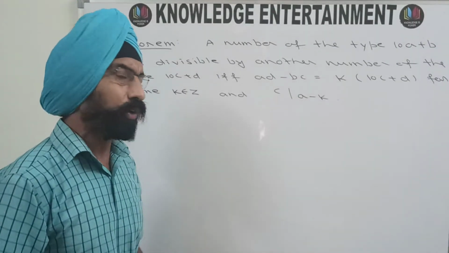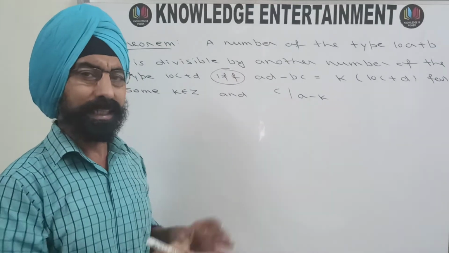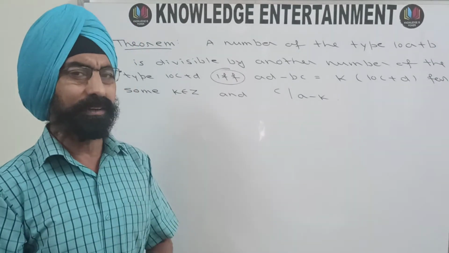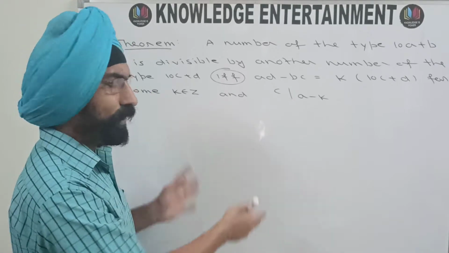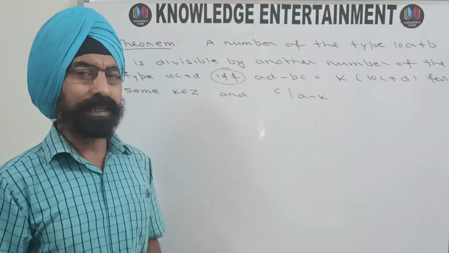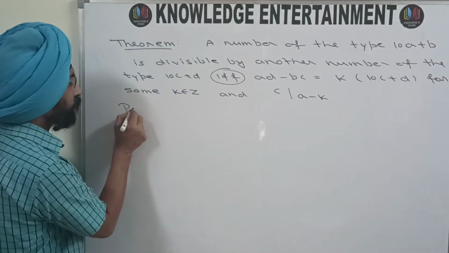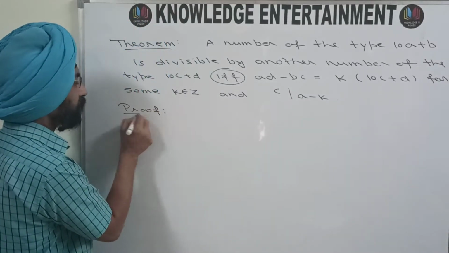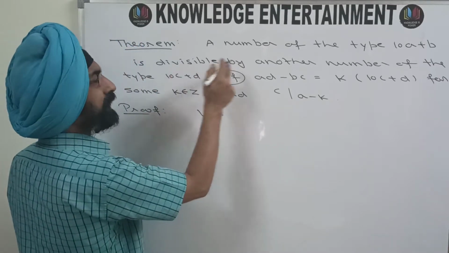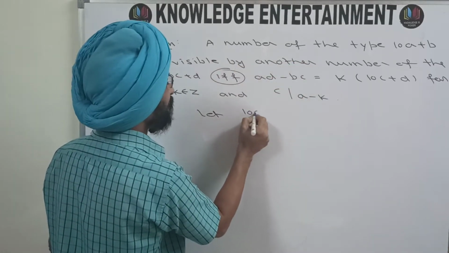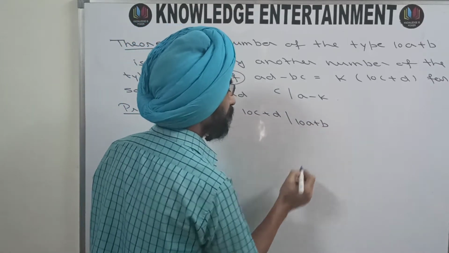But before moving on to the proof, note that we have an if and only if. That means the direct proof is necessary as well as the converse part of the proof. So we will prove it directly and then we will prove the converse part of this theorem. So move on to the proof of the direct part first. Let this number be divisible by this. That means 10c plus d divides 10a plus b.